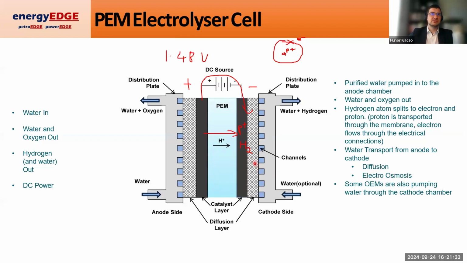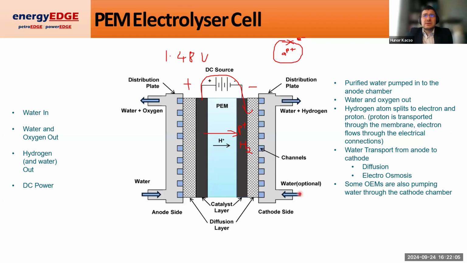So what is electroosmosis? Well, electroosmosis happens whenever we're electrolyzing. Electroosmosis is proportional to the current density. So the higher the current density, the higher the rate of electroosmosis. In other words, the more hydrogen we're generating, the more water is being transported over to the cathode side via electroosmosis.